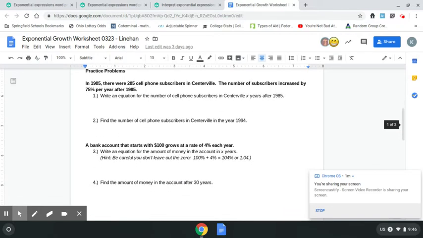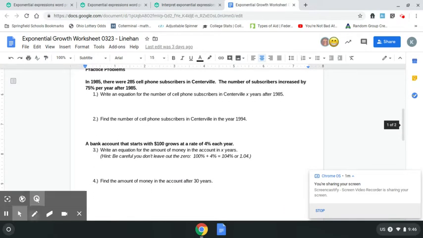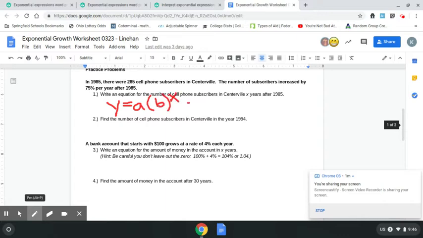So for the first one here, in 1985, there were 285 cell phone subscribers in Centerville. The number of subscribers increased by 75% per year in 1985. Well, remember, these equations are always of the same form. Y equals A times B to the x power, where A is the initial value. So in this case, the initial value is the 285 subscribers. But in this case, it's different than what we were doing last week because now, since it's percent growth, it's increased by 75%.